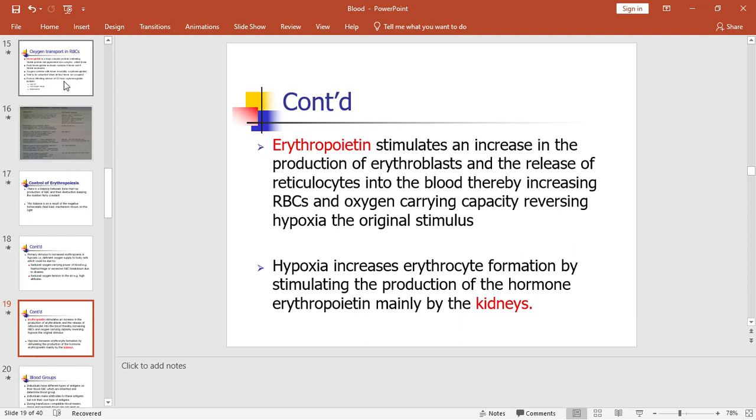when you go to that high mountainous place, and all of a sudden your body is telling you, we are not receiving enough oxygen, what will happen is that the kidney will be called upon to produce a hormone called erythropoietin. The hormone erythropoietin is going to encourage increased production of red blood cells from your red marrow. Okay?